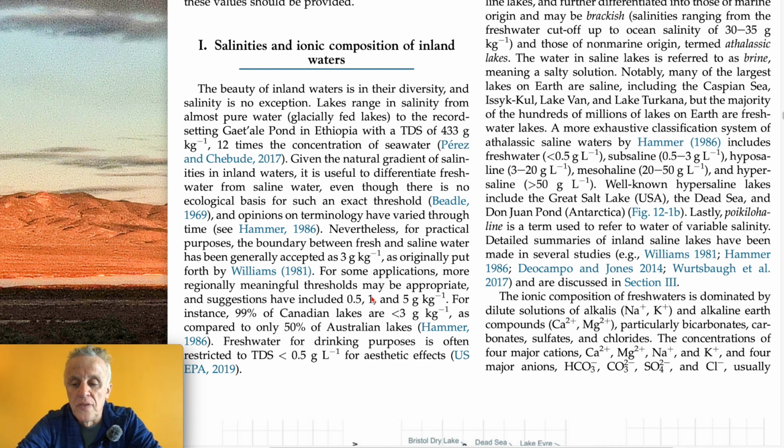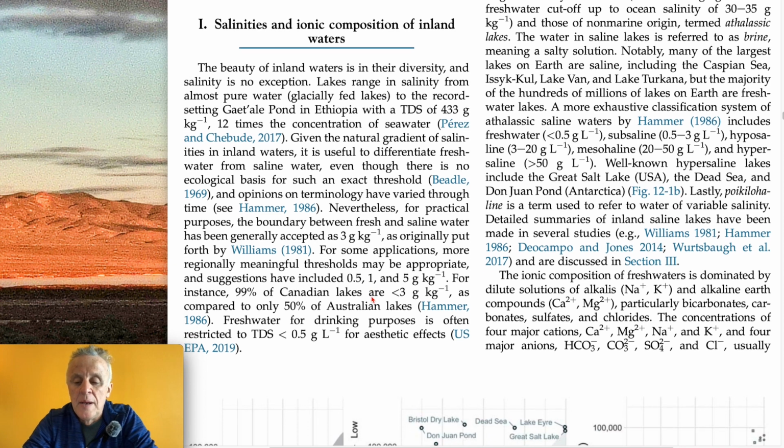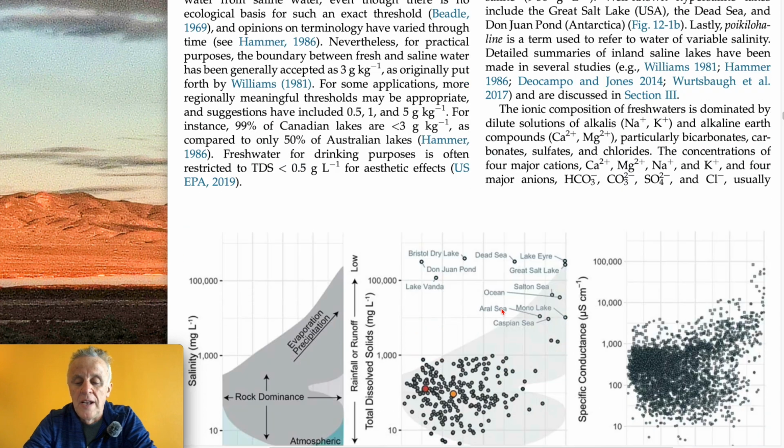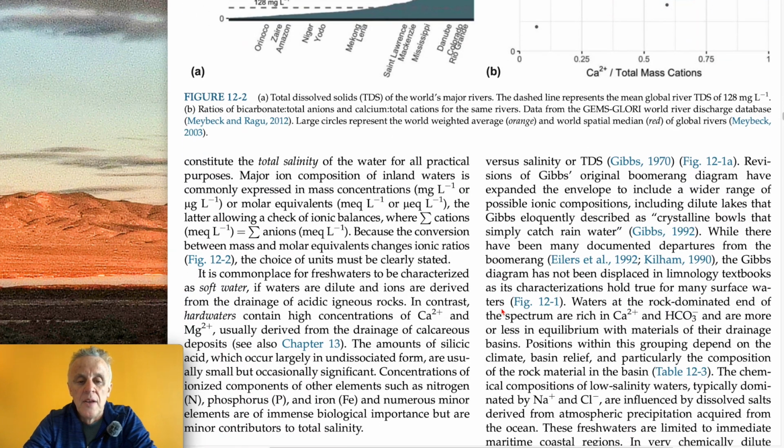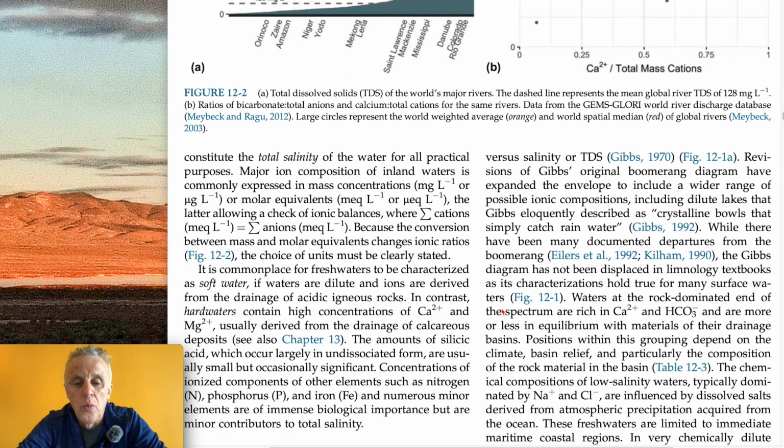The ionic composition of freshwaters is dominated by dilute solutions of alkali (sodium and potassium) and alkaline earth compounds (calcium and magnesium), particularly bicarbonates, carbonates, sulfates, and chlorides. The concentrations of 4 major cations, calcium, magnesium, sodium, and potassium, and 4 major anions, bicarbonate, carbonate, sulfate, and chloride, usually constitute the total salinity of the water for all practical purposes.